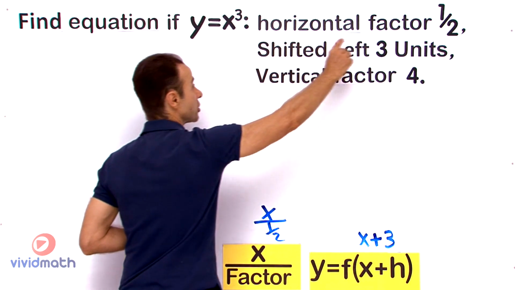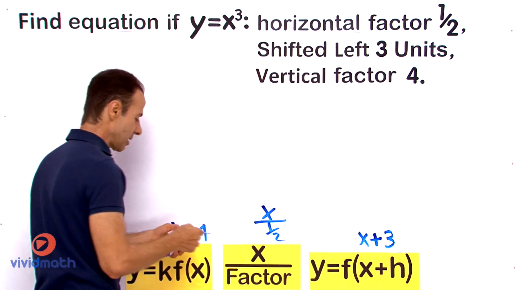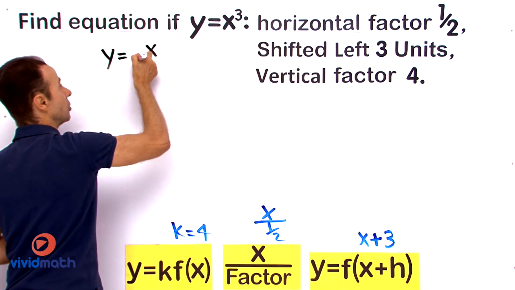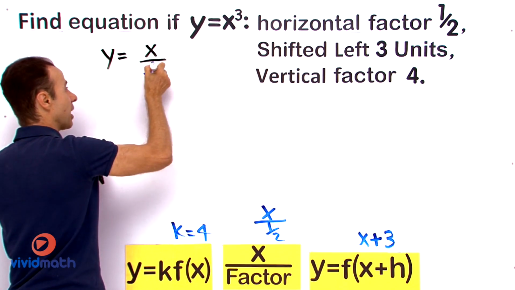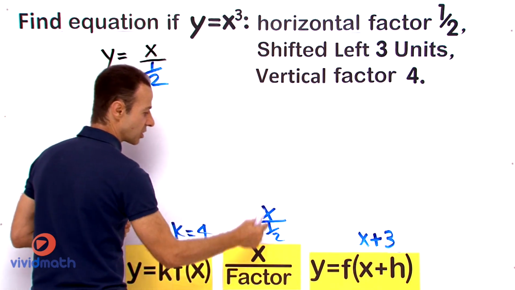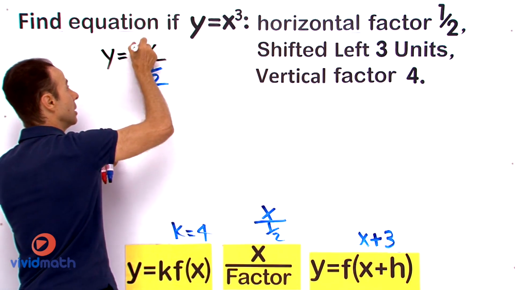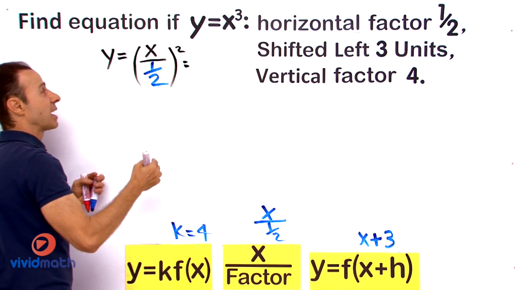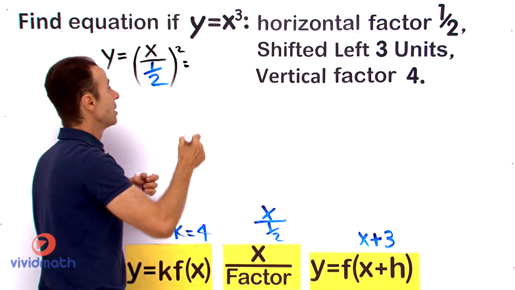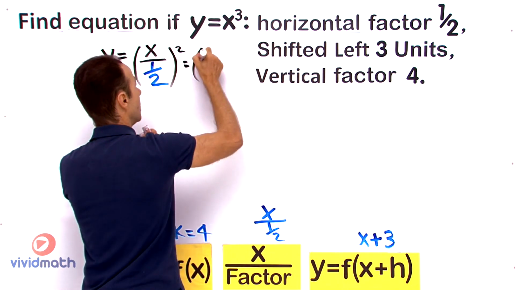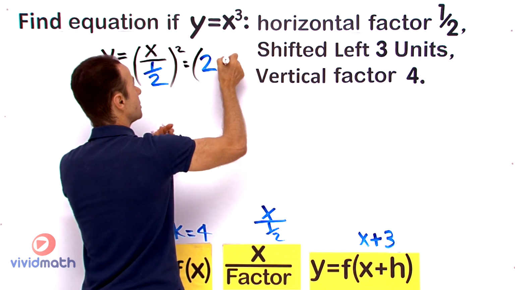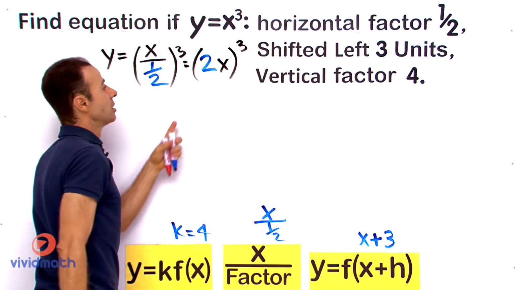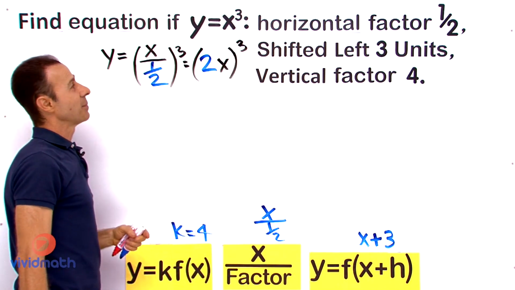And the first one is the horizontal factor of 1/2. We're going to apply that. So that means we got y is equal to x all over 1/2. We're dividing by it like that. X over 1/2, and the whole thing will be cubed. Now we can simplify this. X divided by 1/2, 1/2 into 1 is 2 times. So this can also be written as 2x all cubed. Let me fix this up. That's a cube there, like that. So 2x all cubed, that's exactly the same as that.